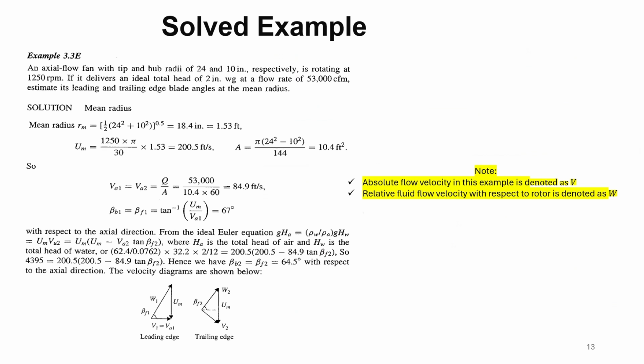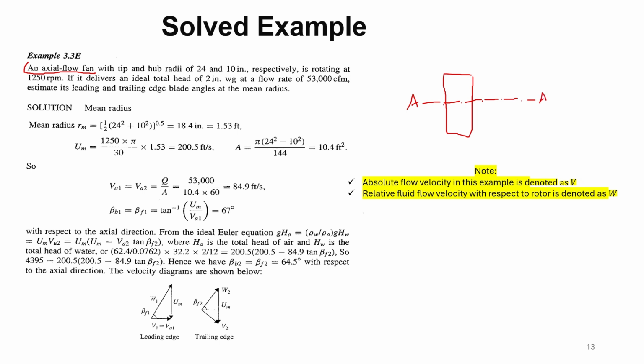Okay, now let's take an example. With this example, we will clarify the theory that we have gone over. So let's assume that we have an axial flow fan. Of course, if you are talking about an axial flow fan, then the rotor will look like this. This is the axis of rotation, called axis A.